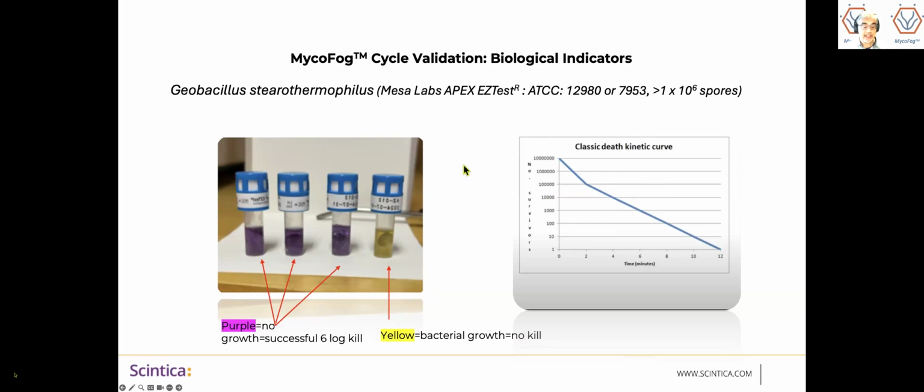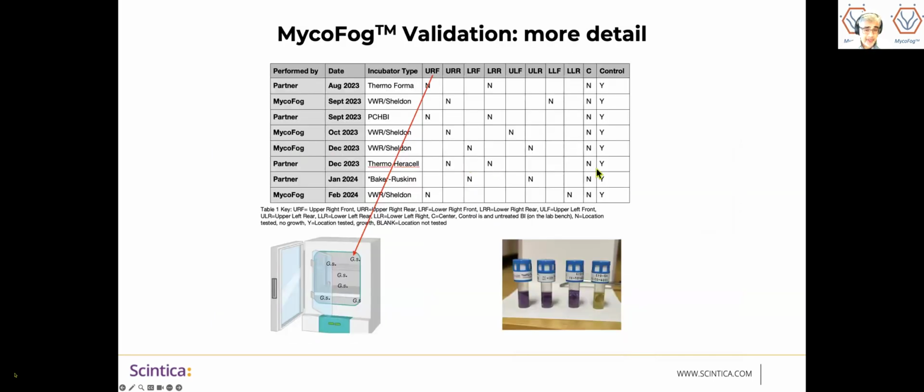That's the time it takes to kill those 10 to the 6 spores. We've got a whole bunch of data on different incubators and whether the biological indicator was successful or not. N means successful, Y means there was no killing, so it would be yellow. This table is there for you to see. I'm just showing you that the GS was placed in different parts of an incubator, so upper right front, for example, just to show you where these were all placed. Okay, and then this list grows as we get more data back from the field.